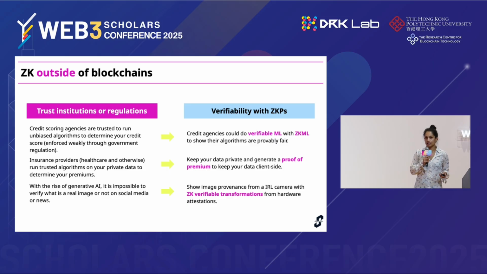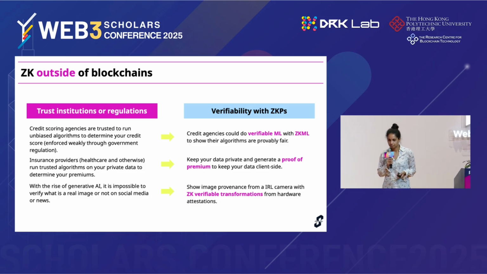And then finally today, if you see images on social media or on news websites, you have to trust that the editor is giving you a real image as opposed to an AI-generated one. With ZK, a lot of this trust can be replaced with verifiable proofs. You can imagine a future in which credit agencies or insurance companies do verifiable machine learning with ZK to show that their algorithms are provably fair, instead of you having to trust them.